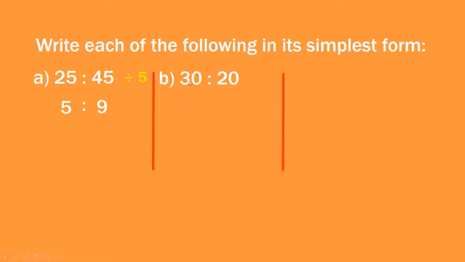B, 30 to 20. They can be divided by what? Both of them can be divided by 10. So 30 divided by 10 equals 3, and 20 divided by 10 equals 2. So the ratio is 3 to 2. And 70 to 140.